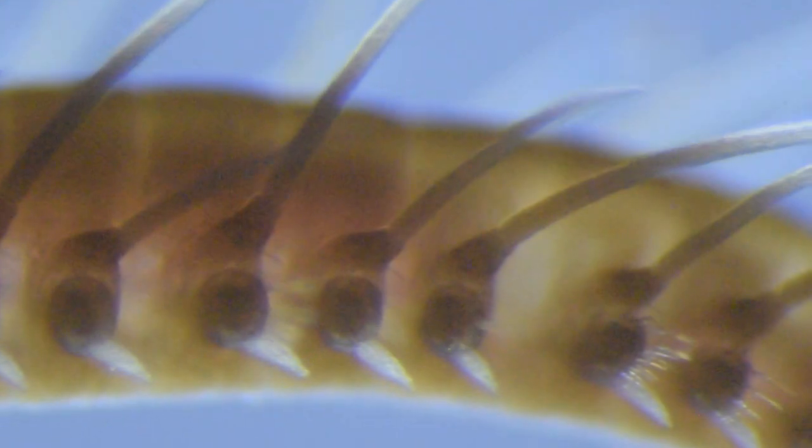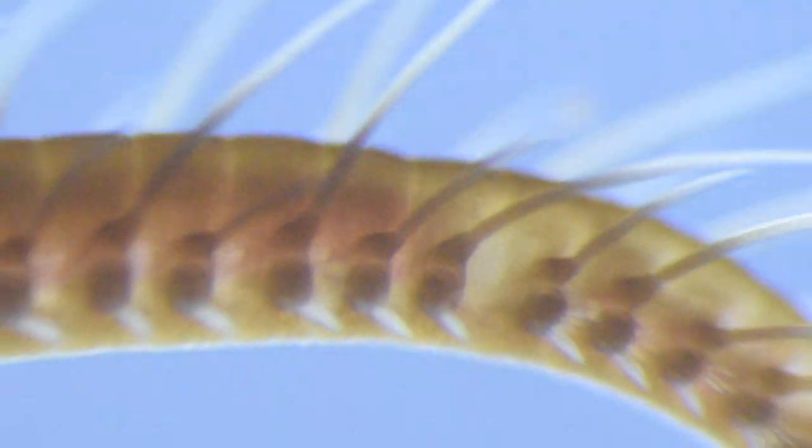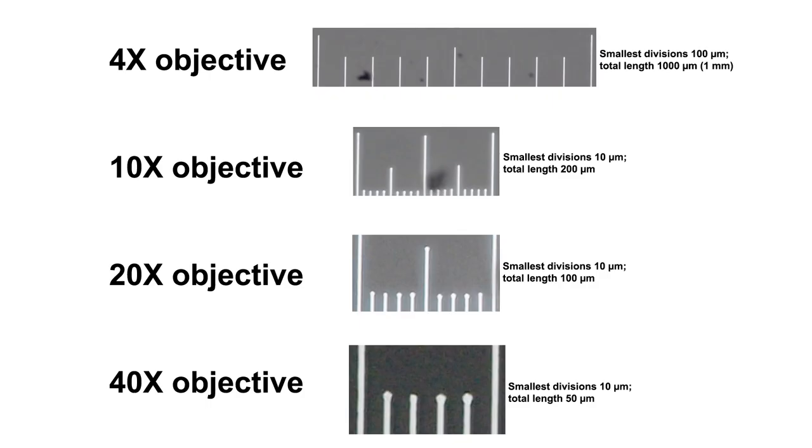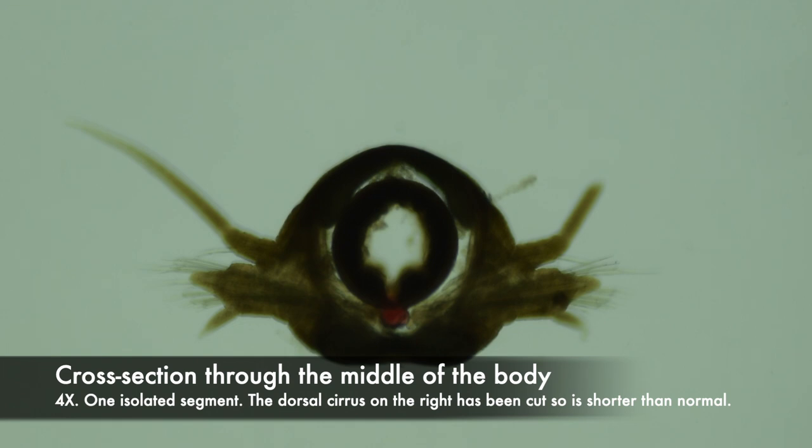This side view gives you a pretty good look at the parapodia, but for a really good view, you need to take a cross section of the body. I preserved an individual and just sectioned it with a razor blade. You can see a parapodium on each side, left and right.